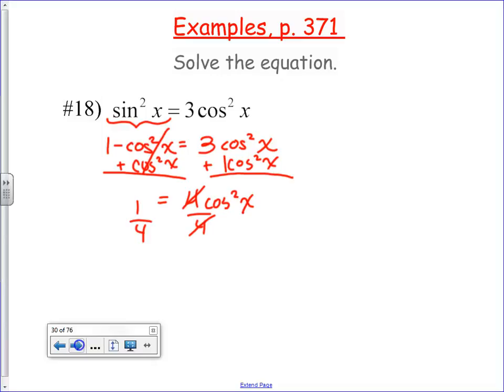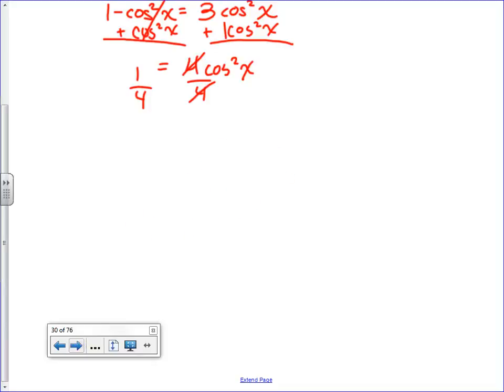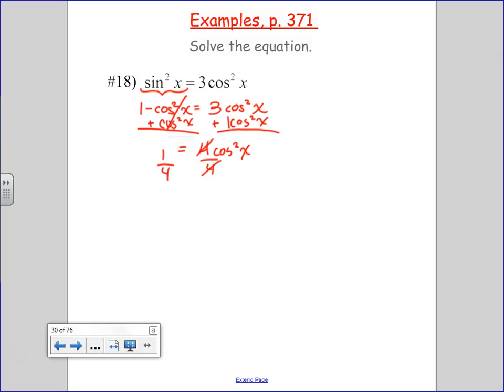Good. Some of you might like it a little bit better, let me zoom out, if we get cosine squared alone on the left. Now hold on, wait a minute. We want to get just cosine of x alone. What do we have to do to both sides? Square root. Matthew, go ahead.